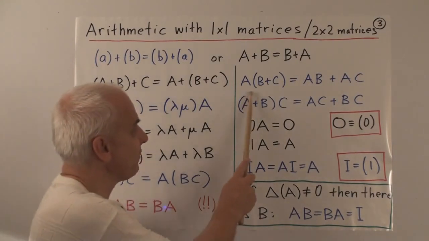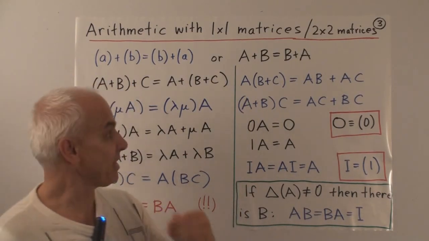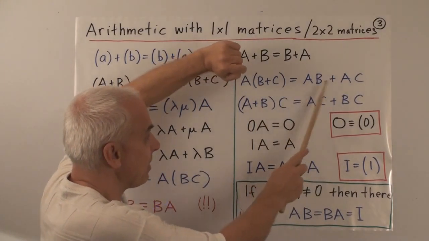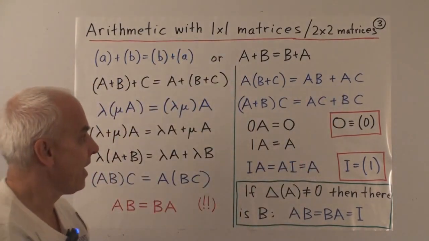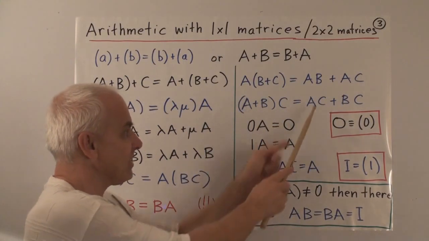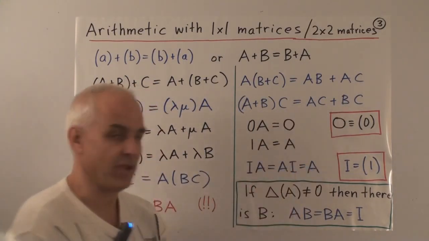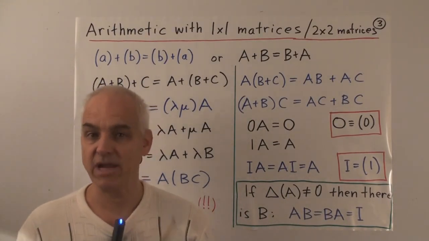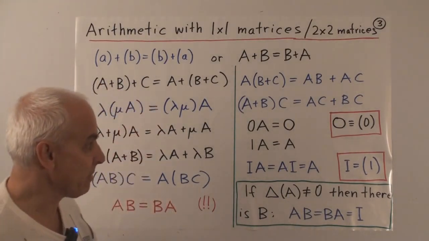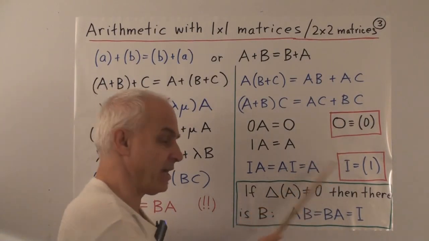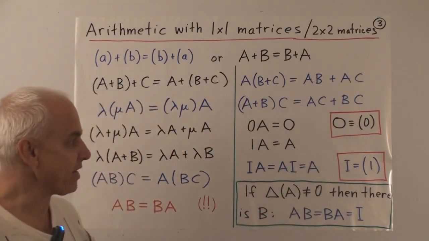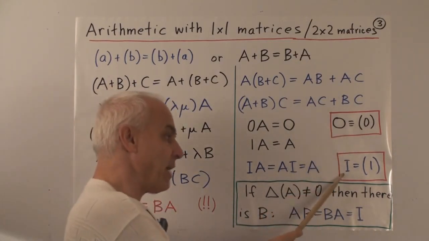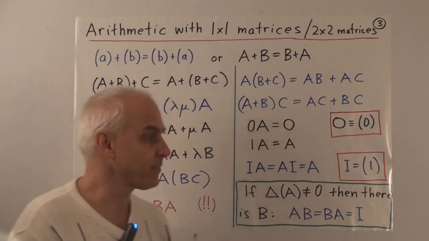There are some other distributive laws having to do with matrix multiplication and addition. A times B plus C is the same as A times B plus A times C. And A plus B times C is the same as A times C plus B times C. And then there are a few laws having to do with some special matrices. The special matrices are the zero matrix and the identity matrix. In the one-by-one case, the zero matrix is just the matrix which has a 0 in it, and the identity matrix is the matrix that has a 1 in it.